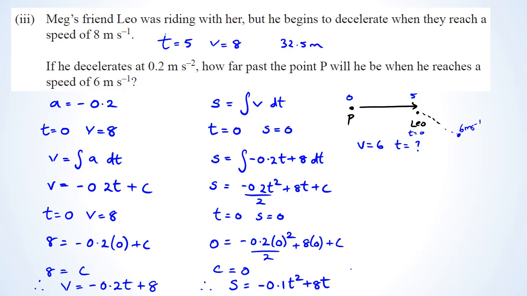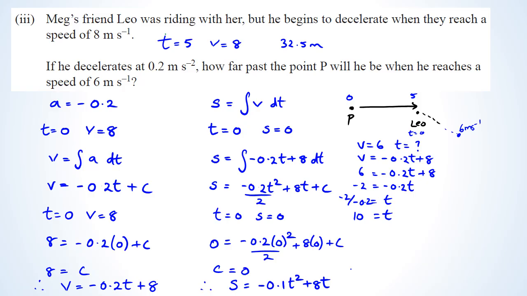Now, the velocity function is v equals negative 0.2t plus 8. So 6 equals negative 0.2t plus 8. Negative 2 equals negative 0.2t. So t equals negative 2 divided by negative 0.2, which is 10. So altogether, they've traveled 5 seconds first, and then they travel another 10 seconds. So I've got to find S of 10. What's the distance after 10 seconds?